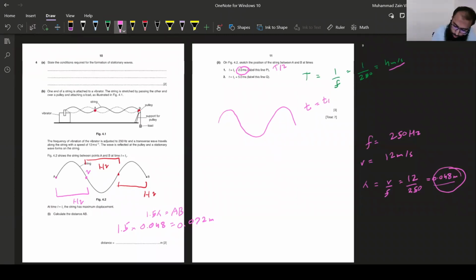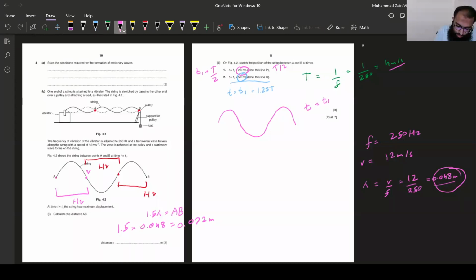So the proper equation for this part could be t1 plus time period divided by 2. And for the next part, the second part, 5 milliseconds. Now 5 milliseconds is equal to what? T1 plus 4 milliseconds is equal to 1 wavelength. So obviously 5 milliseconds would be equal to 1.25 time period. So this is how I actually phrase them correctly.